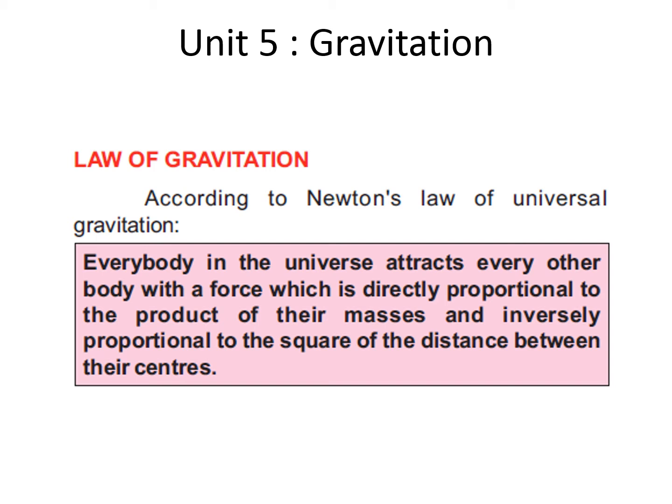So this is the law of gravitation. Due to this force of gravitation, we have the law of gravitation. After two months of research, Isaac Newton made the law which is known as the law of gravitation. According to Newton's law of universal gravitation, every object in the universe attracts every other object with a force which is directly proportional to the product of their masses and inversely proportional to the square of the distance between their centers. So this is the law of gravitation. I will explain this law in the next slide.